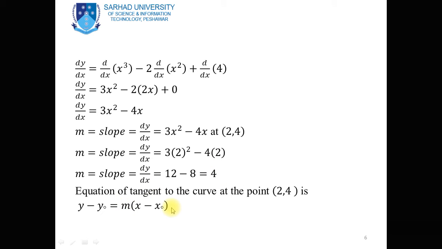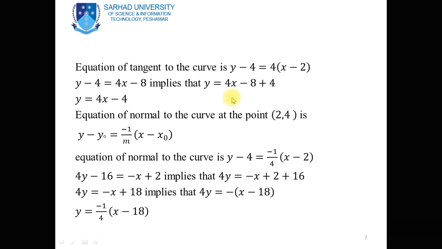So putting these values, you see over here y minus 4 is equal to 4 times x minus x naught. This 2 is the x naught value, the y naught value is 4, and this 4 represents m. The value of m is 4. Now y minus 4 is equal to 4x minus 8, and this implies that y is equal to 4x minus 8 plus 4. So y is equal to 4x minus 4. This is the equation of the tangent line to the given curve.